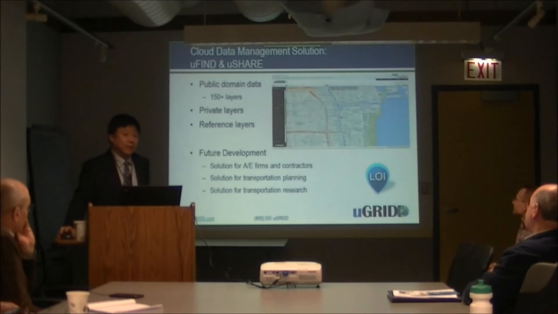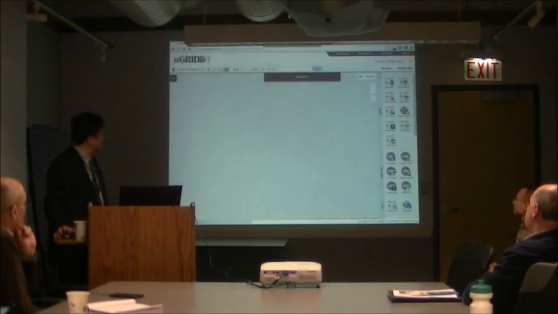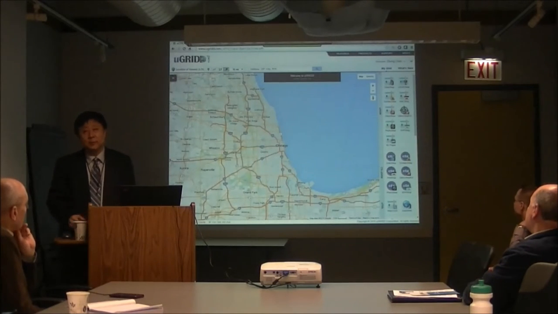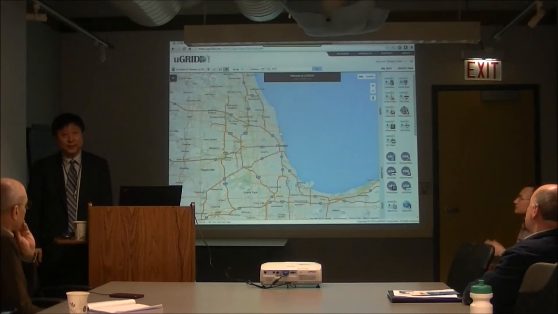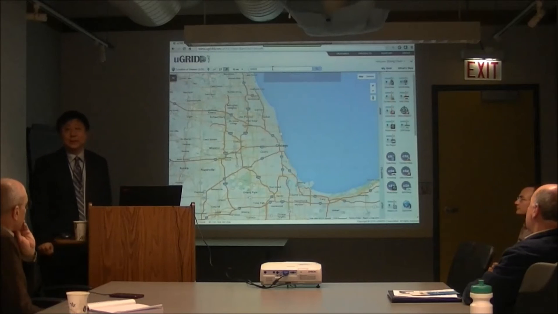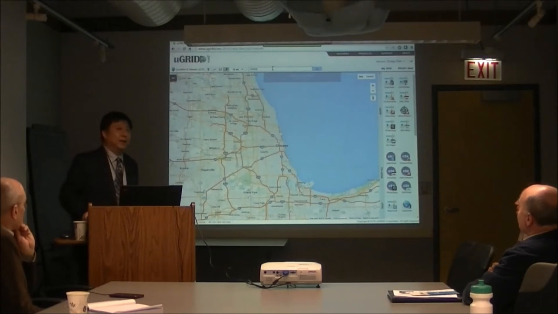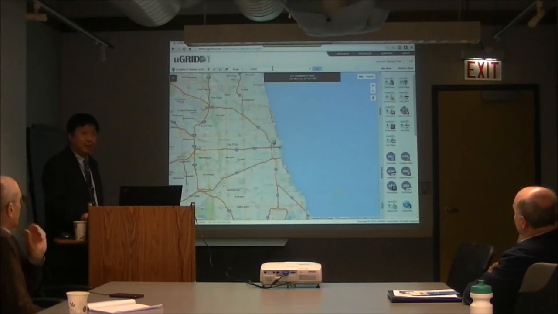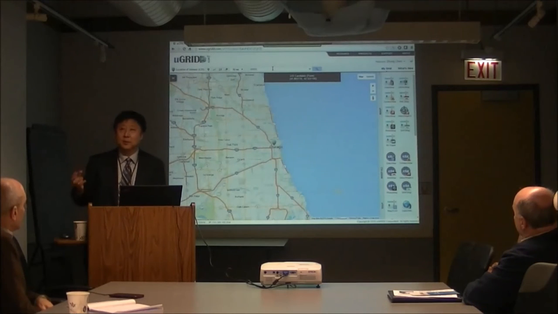First of all, the cloud data management solution with uFind and uShare. By clicking on this, now I'm entering the front page of uGRIDD simply by typing www.ugrid.com. This is what you're going to see. And assuming we have a project which, for simplification, is at zip code 60606. We're using the Google API, so literally anything Google can search on their map, we can do the same thing. And so by clicking 60606 on there, it gave me the centroid point of that zip code.